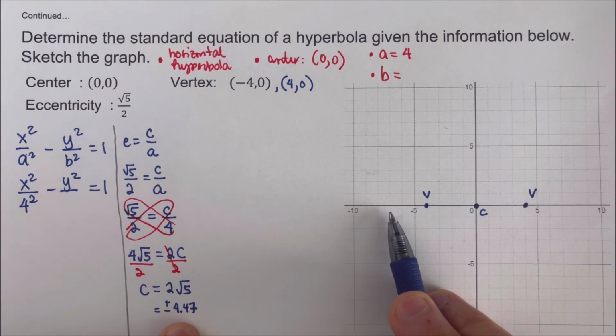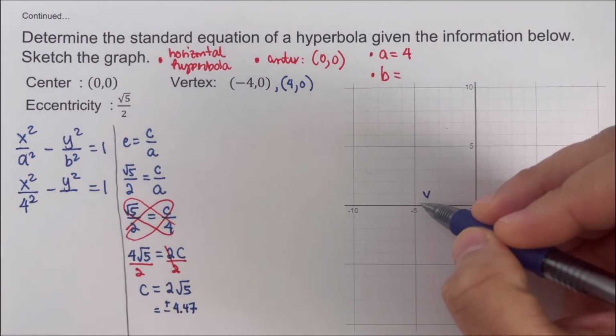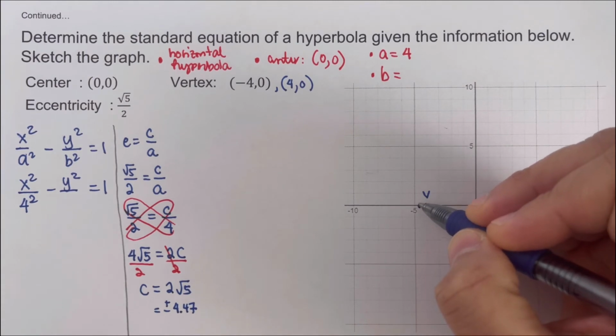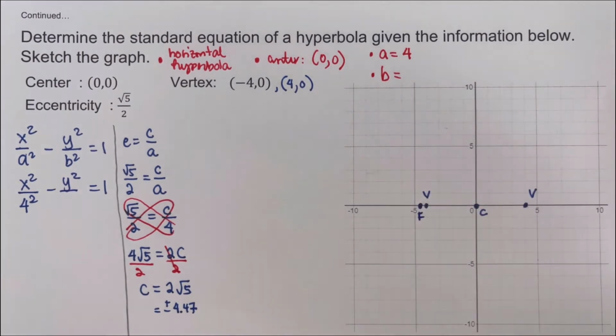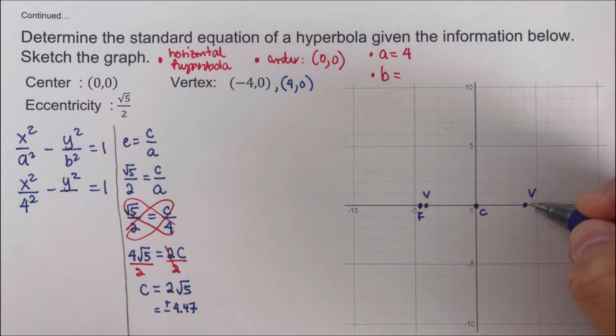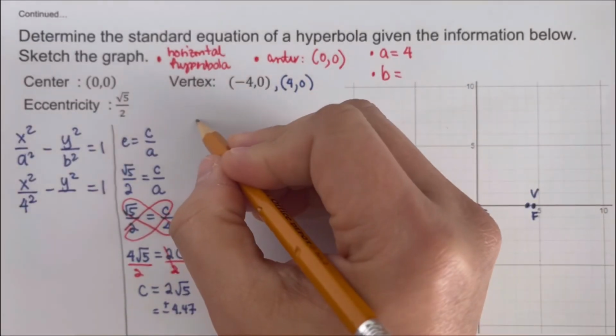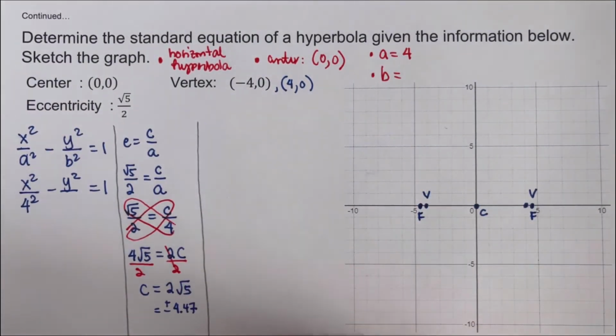And so the first focus would be located right here. So that's negative 4, so 4.47 should be somewhere there. That's our focus. And the other focus would be at 4.47, which should be in between 4 and 5. That's the other focus right there. So we can go ahead and write the coordinates of the two foci up here.